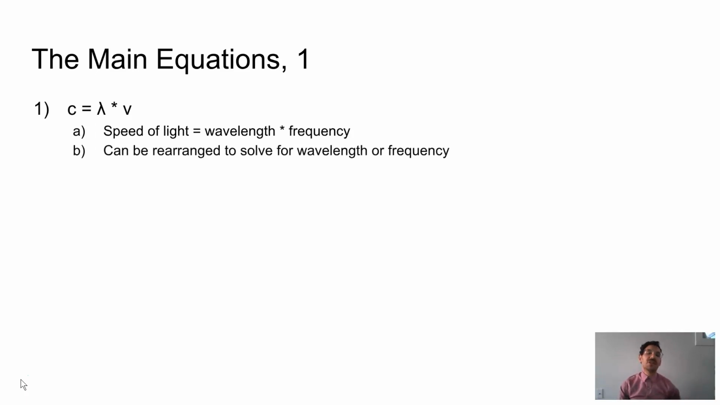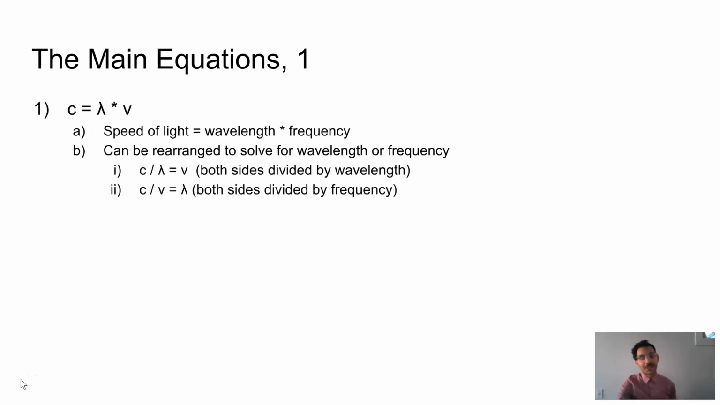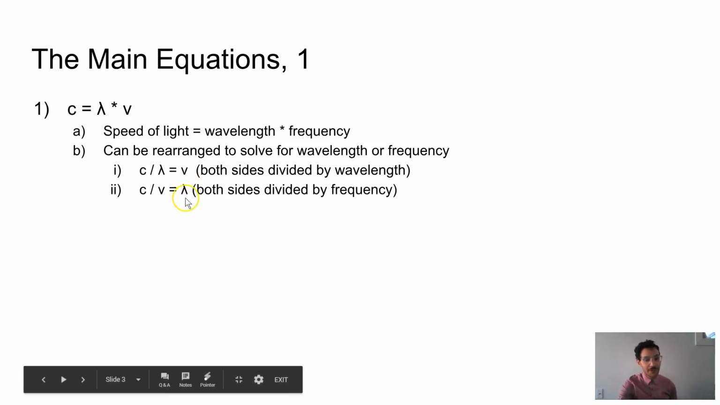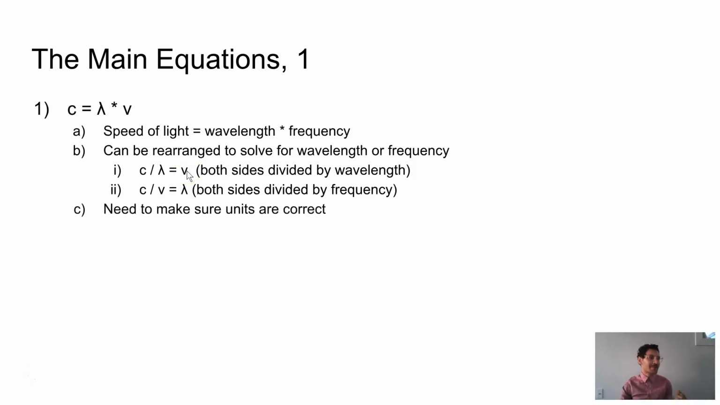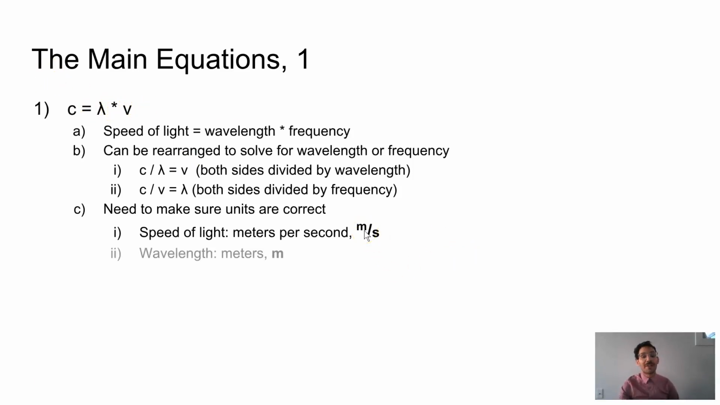And it's actually more convenient if we rearrange this to solve for wavelength or frequency. So here we've got one of those, and here we've got the other one set to solve for wavelength or frequency. And whenever we're doing math with this equation, we need to make sure that our units are correct. Because the speed of light is measured in meters per second, we need to make sure that these two units line up to produce meters per second when we multiply them together.